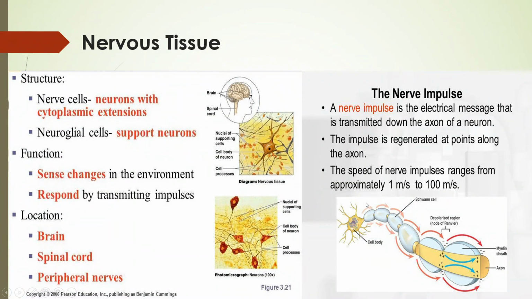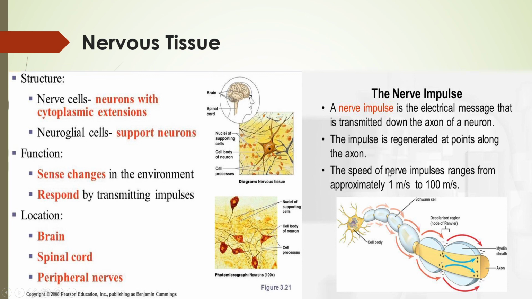Now the nervous tissue. The nervous tissue structure comprises the nerve cells, which are neurons with cytoplasmic extensions, and the neuroglial cells, which support neurons. Their functions include sensing changes in the environment and responding by transmitting impulses. Locations where nerve tissues can be found include the brain, the spinal cord, and the peripheral nerves.